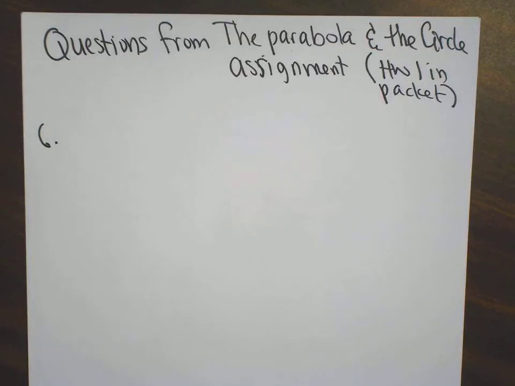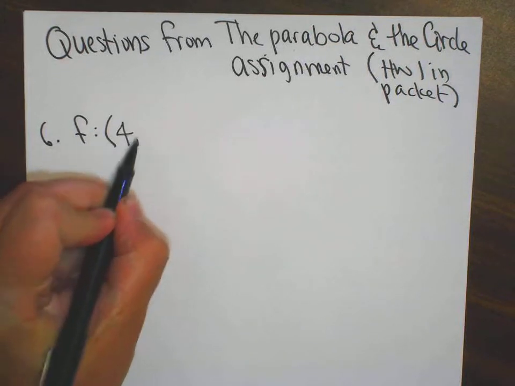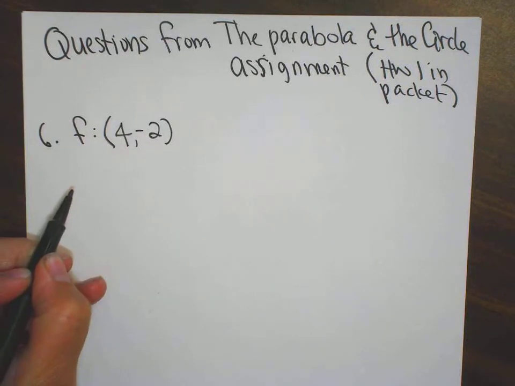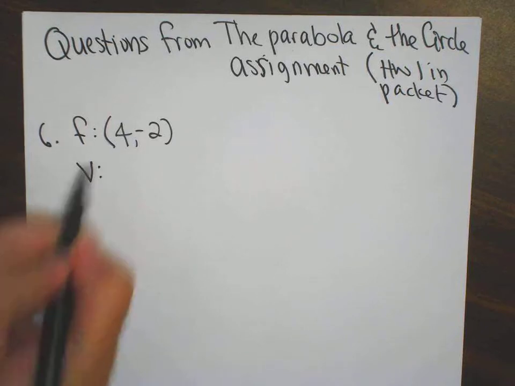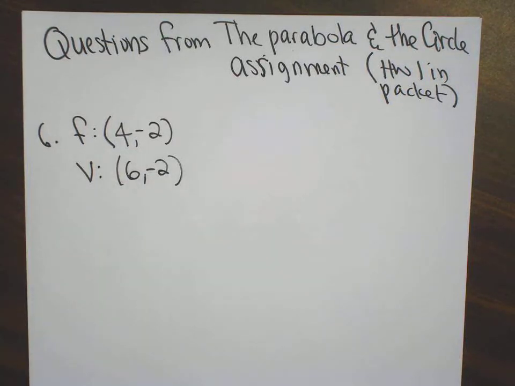Okay, so number 6, we have a focus at (4, -2) and a vertex of (6, -2). And we are asked to find the equation of the parabola.